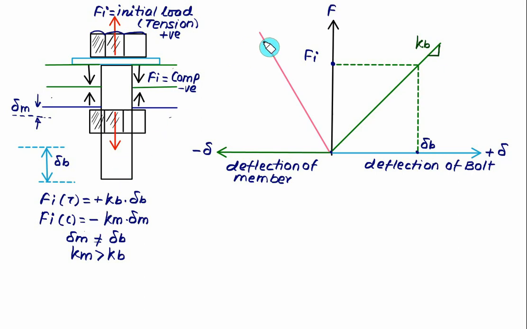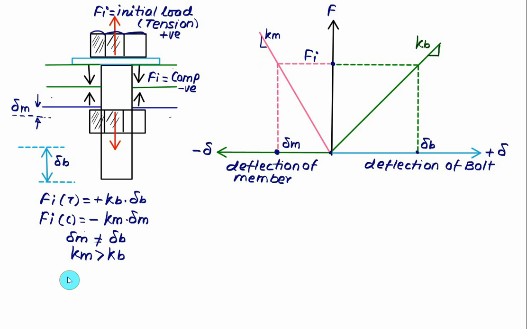So we represent this line with slope equal to Km, and the value of Km is greater than Kb. So you have to show the higher slope for the stiffness of the material Km and the lower slope for the stiffness of the bolt material. Here delta M is a smaller value compared to delta B. So from the origin we have to show a shorter distance compared to delta B, and mark this point as delta M. Since it is plotted on the negative axis, you have to read this value as negative. So initially the load is Fi, which is called the initial load. The bolt will come in tension and the material will come in compression.